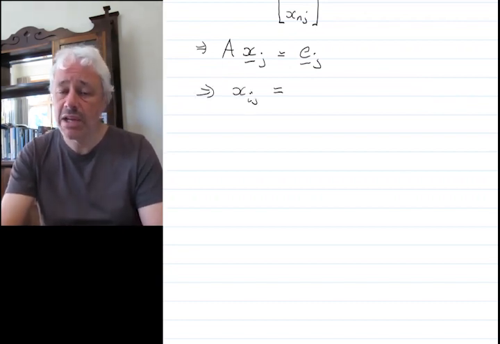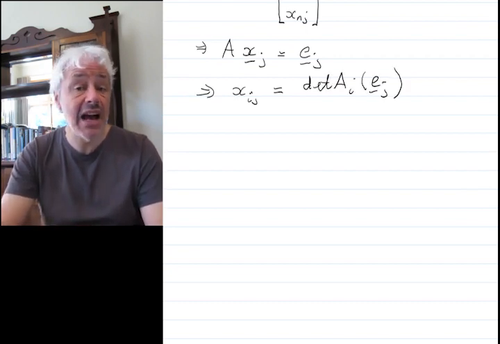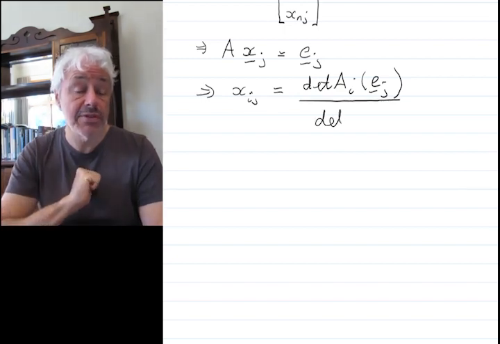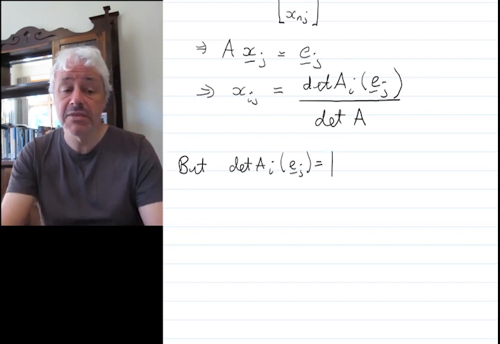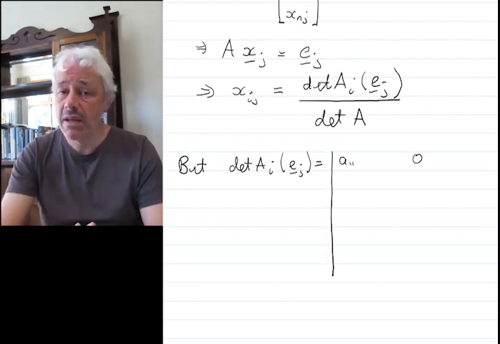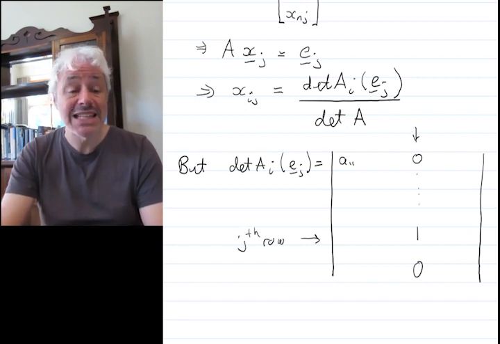That's a linear system. Write down the solution using Cramer's rule. It tells you that x_ij is the determinant of A_i, where its ith column is replaced by e_j, divided by the determinant of A. So let's write down that matrix. We need the determinant of A_i of e_j. Here's where you have to check the row and column indices very carefully. I'm starting with the matrix A. I'm replacing the ith column by e_j, which means it's all zeros except for a 1 in the ji position.